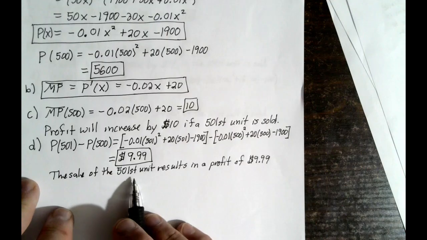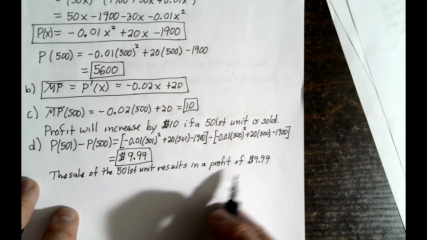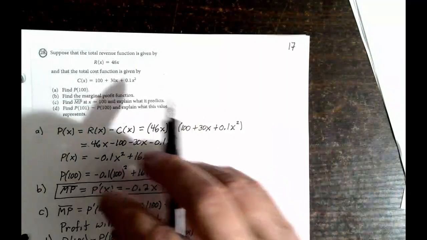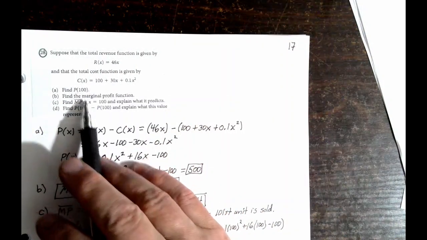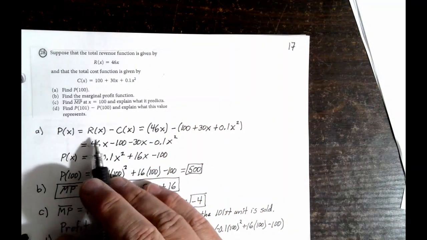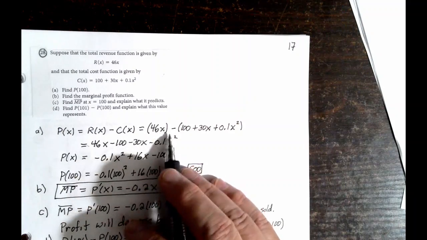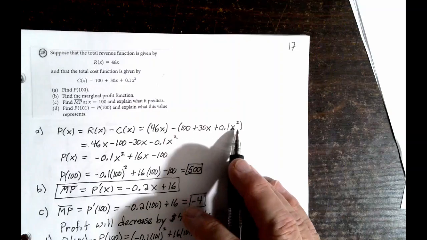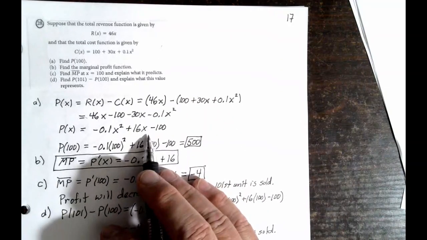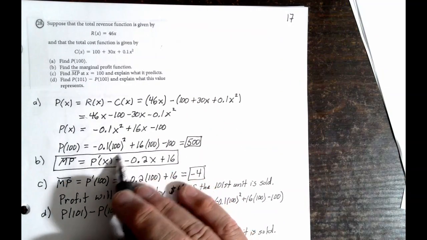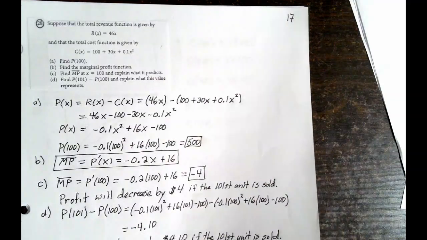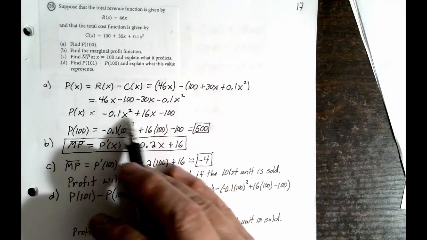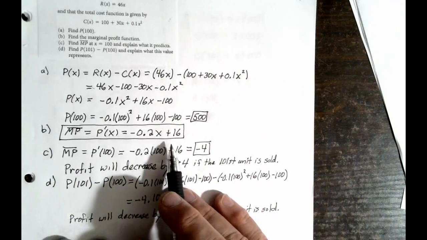So the sale of the 501st unit will result in a profit of $9.99. For number 28, you've got your revenue and your cost, and you want to find P of 100. Profit is revenue minus cost. You take revenue, put cost in parentheses, and when you drop the parentheses, you distribute that negative sign. Combine like terms, and there's your profit. When you plug in 100, you know what the profit is to make 100 units. It's $500.